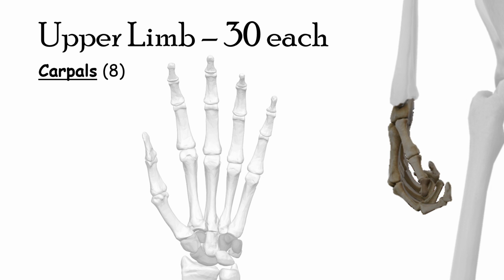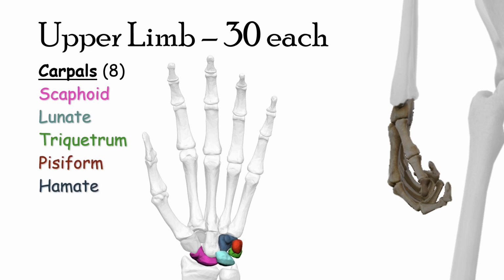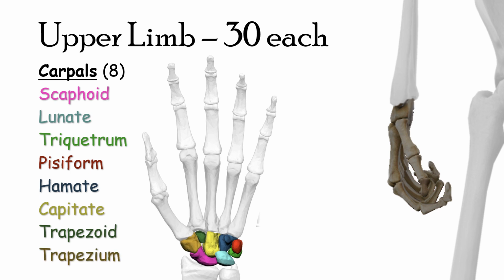Carpals form wrist and enable hand movement. They are arranged in 2 rows between the metacarpal bases and the distal radius and ulna. 8 carpal bones include scaphoid, lunate, triquetrum, pisiform, hamate, capitate, trapezoid, and trapezium.